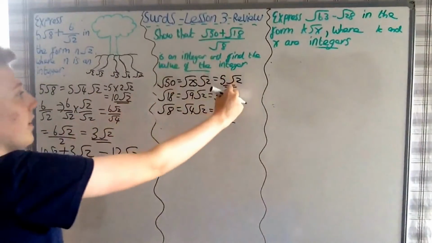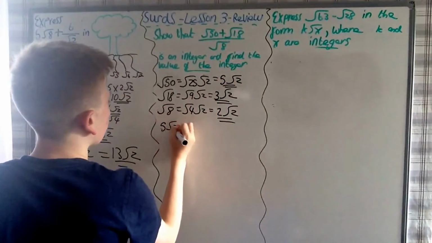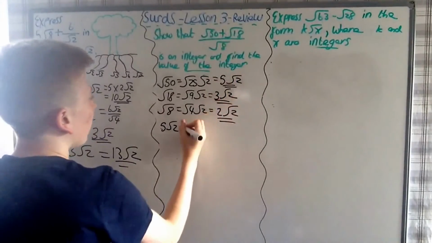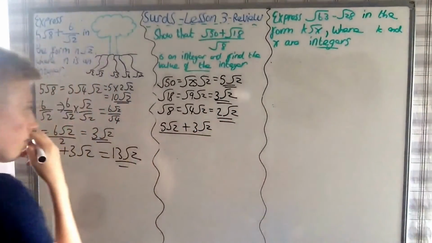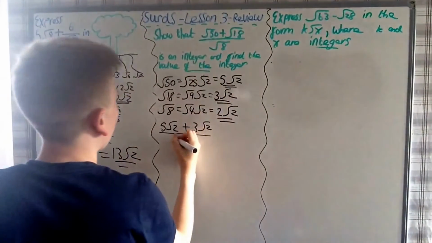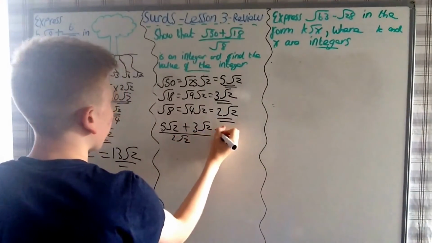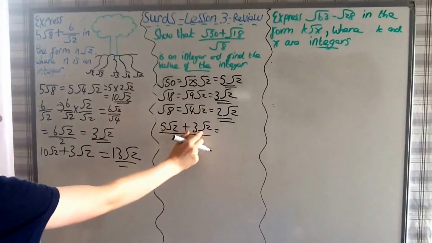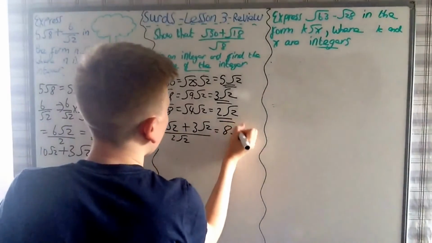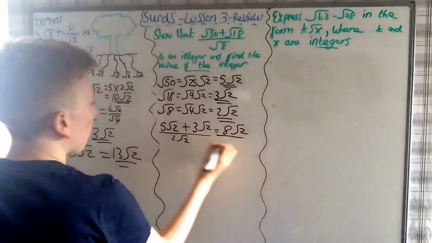Now the root 50 is the same thing as 5 root 2. The square root of 18 is the same thing as 3 root 2. And the square root of 8 is the same thing as 2 root 2. Well, 5 root 2's add 3 root 2's is 8 root 2's divided by 2 root 2.